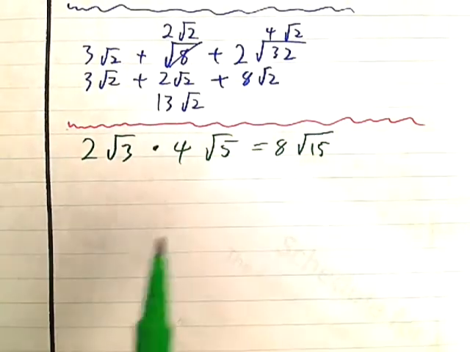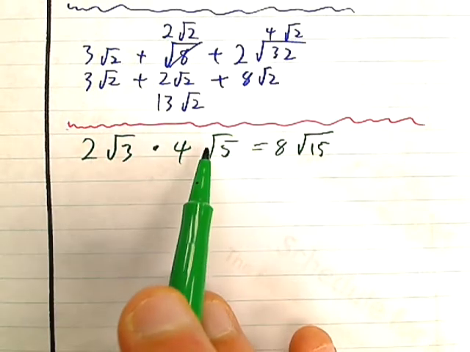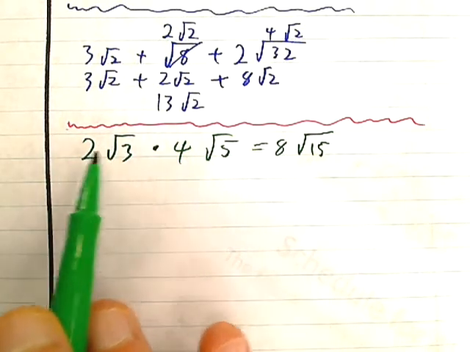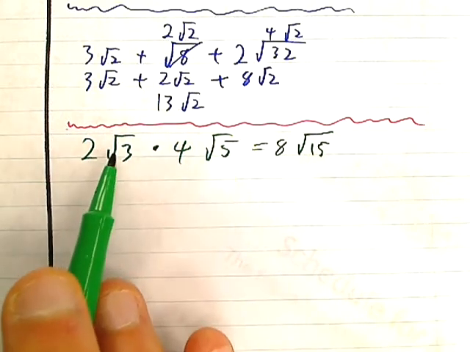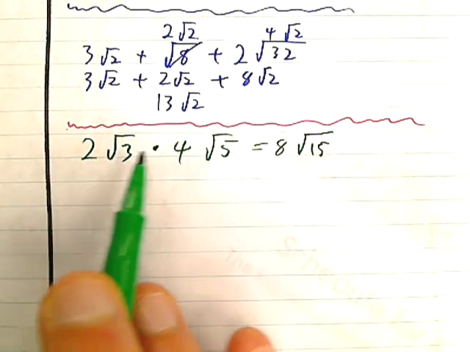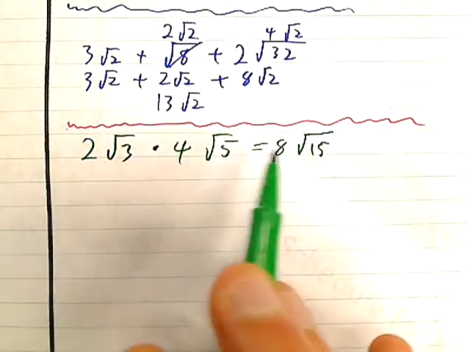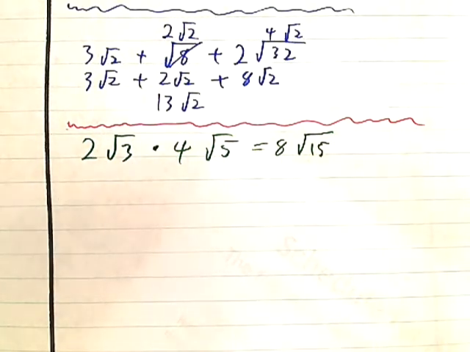Okay, this is kind of like you could reduce things if the indices were the same. You could multiply if the indices are the same. So the 3 and the 5 are both under that index of 2, so they go together. The 2 and the 4 are both out front with no index, so they go together.